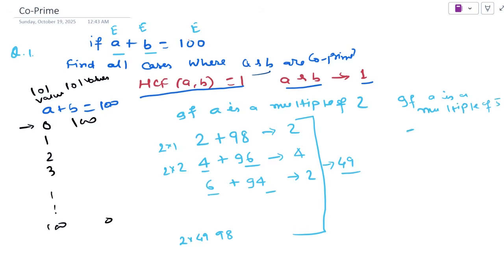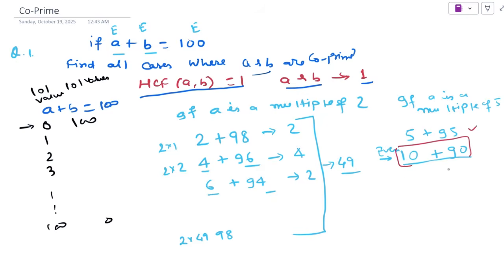Now, if a is a multiple of 5, what happens? a can be 5 and b can be 95, right? Again, a can be 10 and b can be 90. But I'm not taking this case because this is already included in the multiples of 2 case. These are already covered in my last option of multiples of 2.